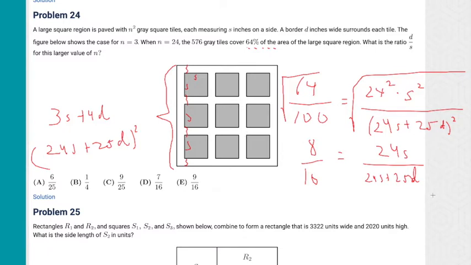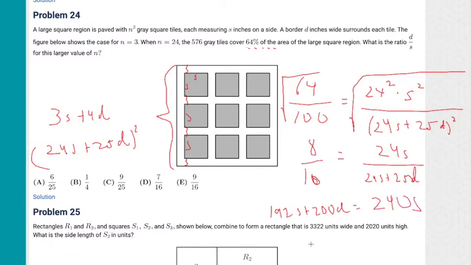So now you're going to distribute to both sides. You're going to multiply both sides by the denominator, right? So 8 times 24s, that's 192s plus 200d is equal to, this is a 10, not a 6, 240s.